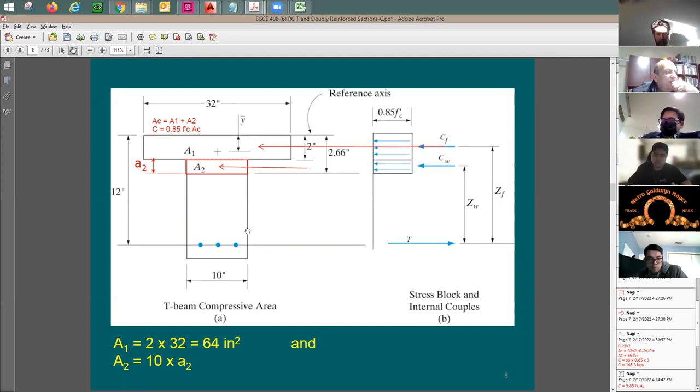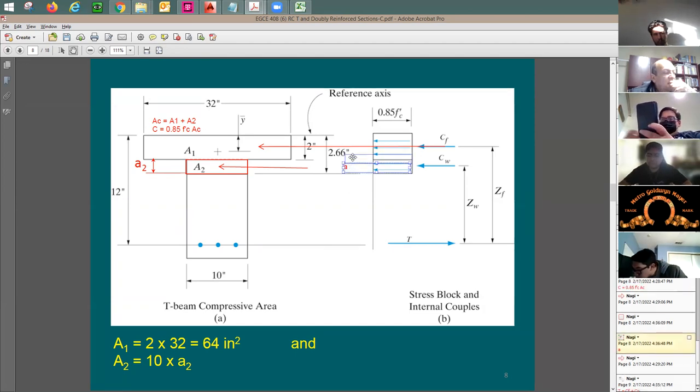How about the total depth a? Total depth a meaning what? This depth a, this is called here a, right? I didn't change the code out of this. It's still called a. It's going to be equal to this 0.66 inches plus the 2. This is going to be a lowercase.